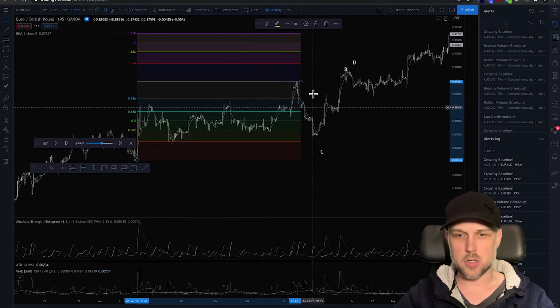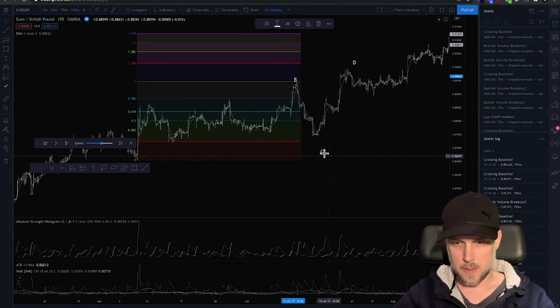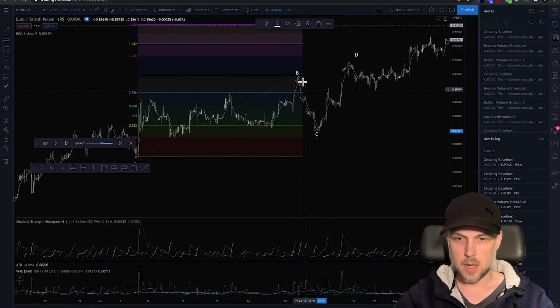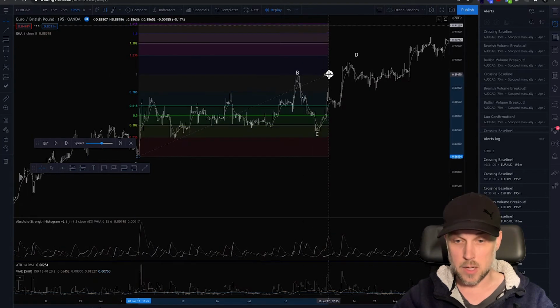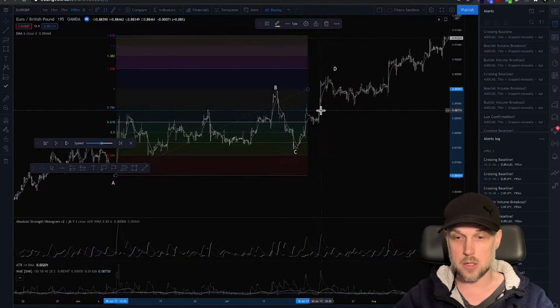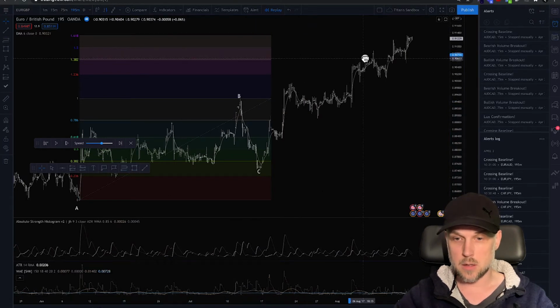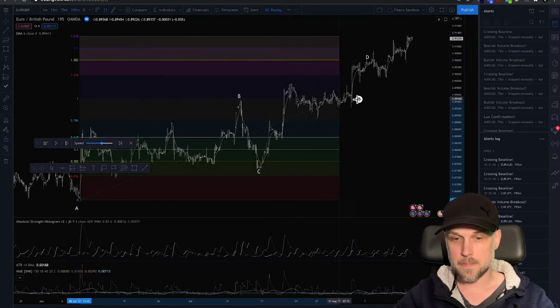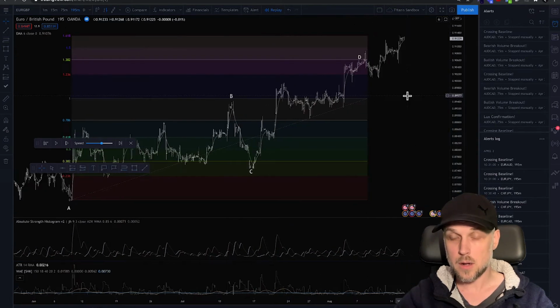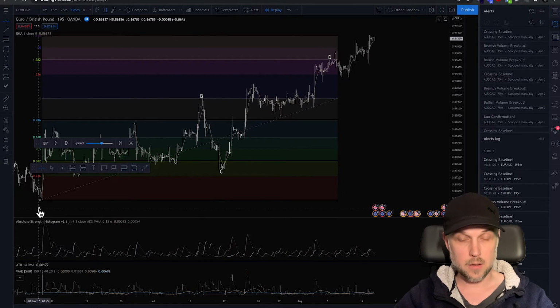Yeah, because it broke structure. So this is actually the B. And then here's your C. And what did the C come down to? Came down to the 382. So it means we've got to go up to the 1382 right there. So you see how this is working, right, guys? Okay. Now we know where we're at.